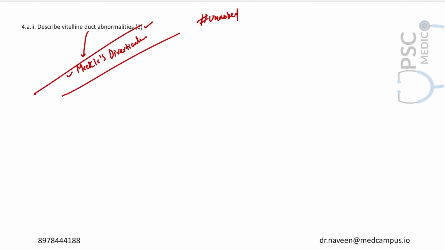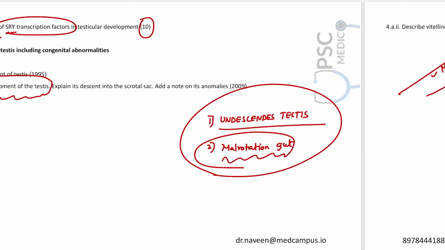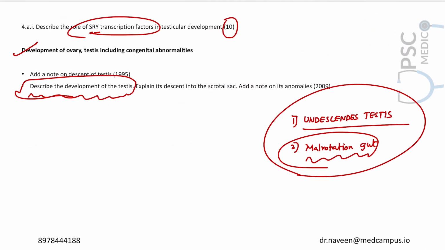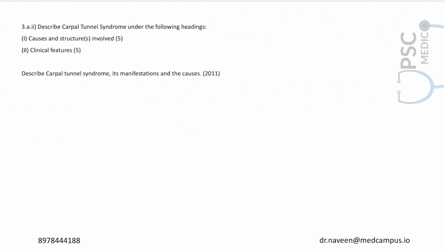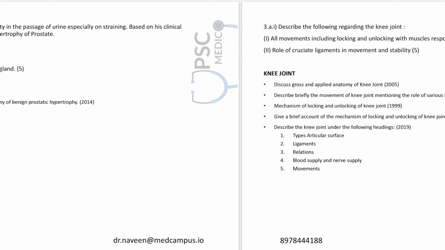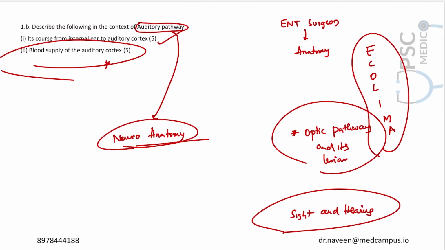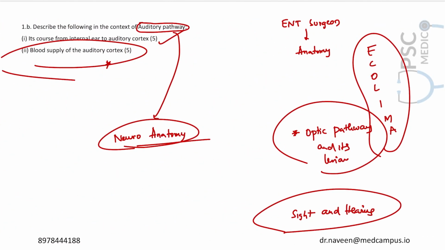Done. We are done with the anatomy. So overall, the paper's anatomy questions looked on the tougher side. For example, testicular development and vitelline duct abnormalities were asked, and again carpal tunnel was easy, knee joint was easy, and prostate gland were repeats. So these 3 questions are repeats.